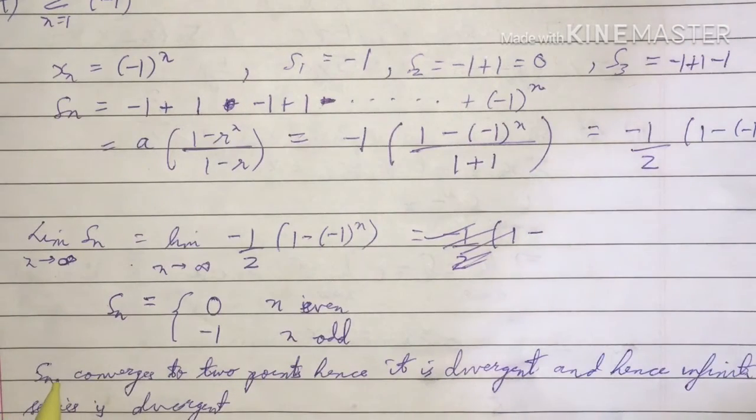Now here we see that Sn converges to 2 points. A convergent sequence converges to a unique limit, not in this case, hence it is divergent, and hence the infinite series is divergent.